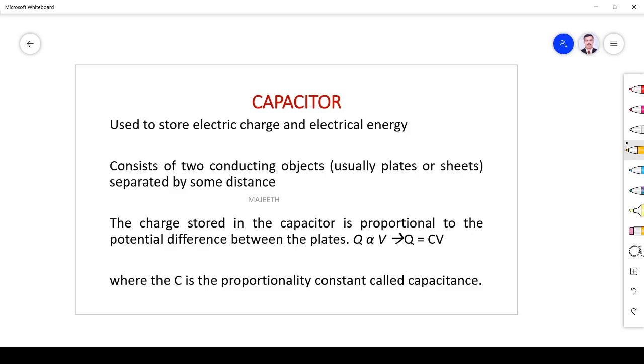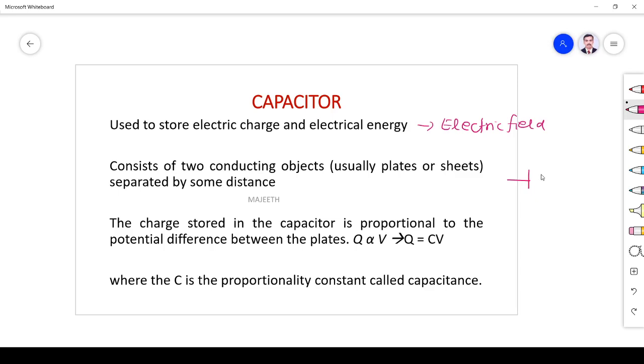In this class, we will learn about what a capacitor is and its use. The main purpose of using a capacitor is to store electric charge and electric energy. This is the important application of a capacitor. The capacitor stores electrical energy in the electric field. That is another important point we must know. It stores charge in the electric field. That is very important.